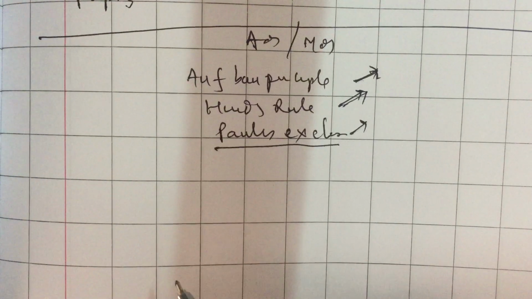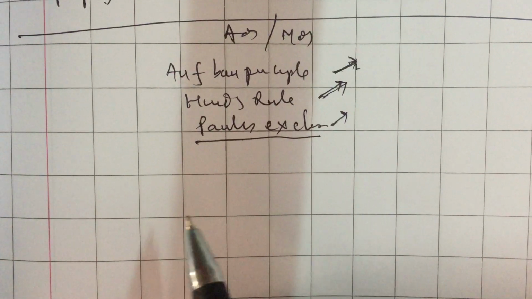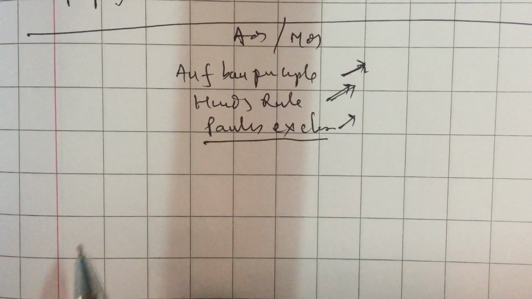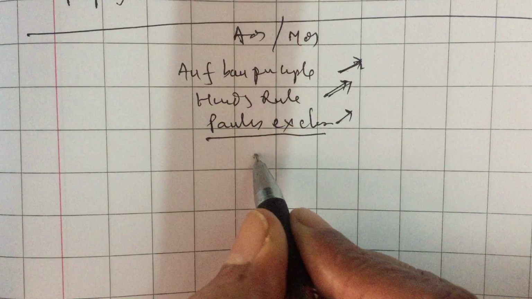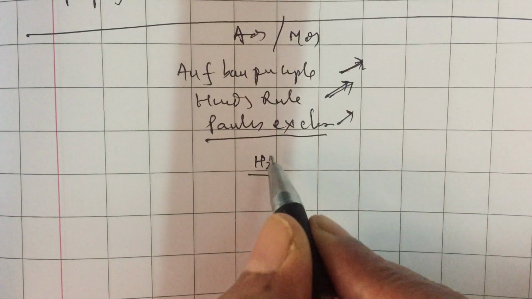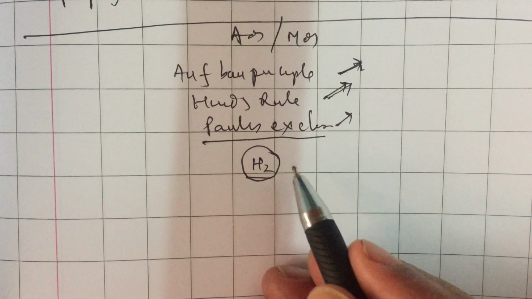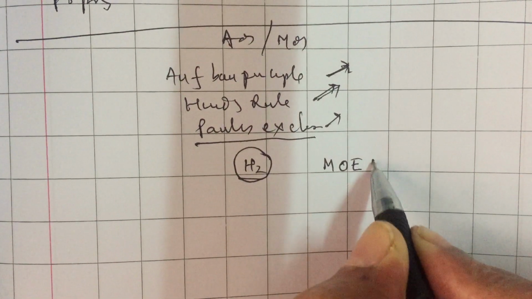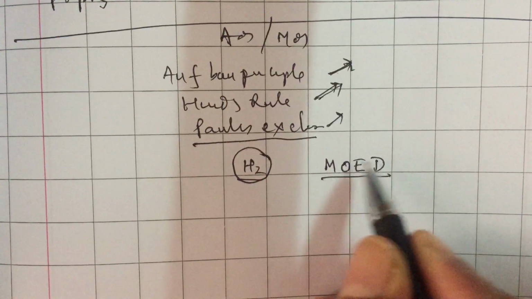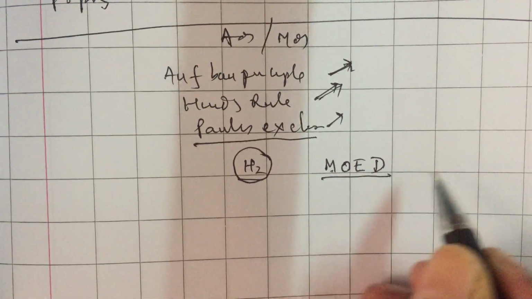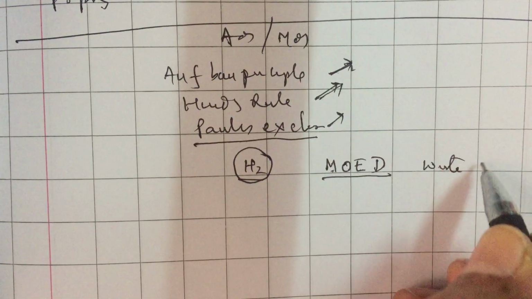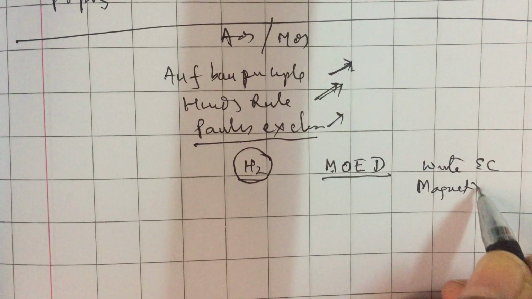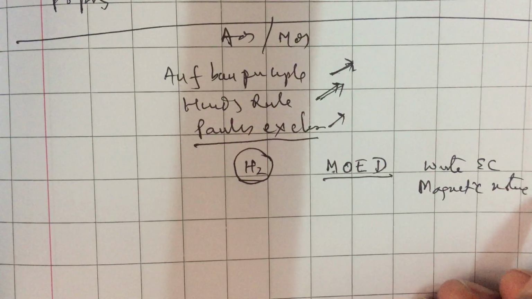Now, the molecular orbital approach envisages the formation of molecular orbitals based on the number of atomic orbitals combining. Let us quickly look at how we can explain the formation of H2 molecule using molecular orbital energy level diagram, MOED. Write the electronic configuration, and comment on the magnetic nature of H2.